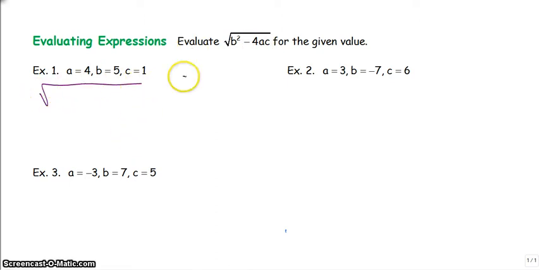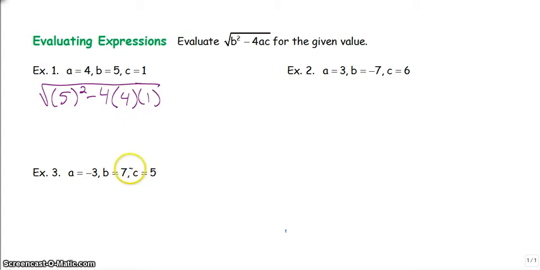I'm going to start with a large square root, b squared. Anytime I substitute, I always put parentheses where I am substituting. Therefore, I will not have issues with my negatives. Negative 4 times a times c, which in this case is 1.